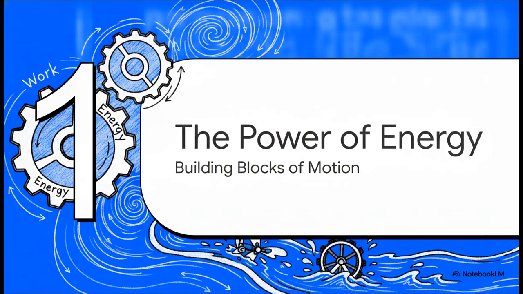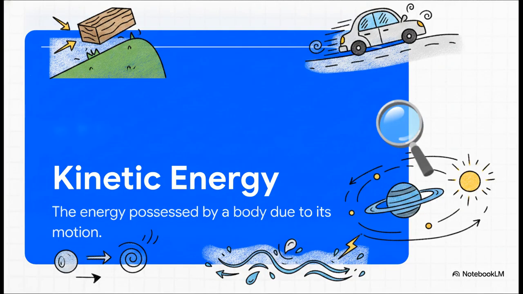All right, Section 1, the power of energy. To make sense of the complex stuff later, we've got to ground ourselves in the absolute basics of motion, work, and energy. Let's kick things off with kinetic energy. Put simply, it's the energy an object has just because it's moving. A sliding block of wood, a speeding car, a planet orbiting a star. If it's moving, it's got kinetic energy.